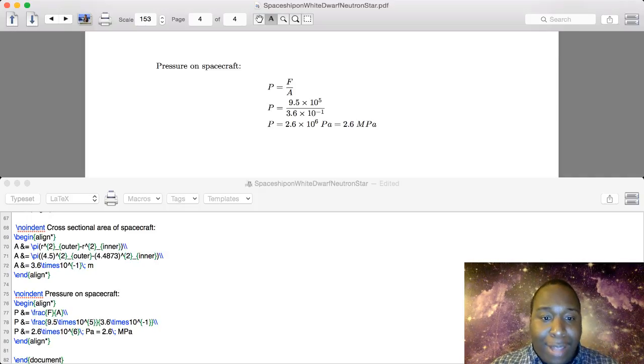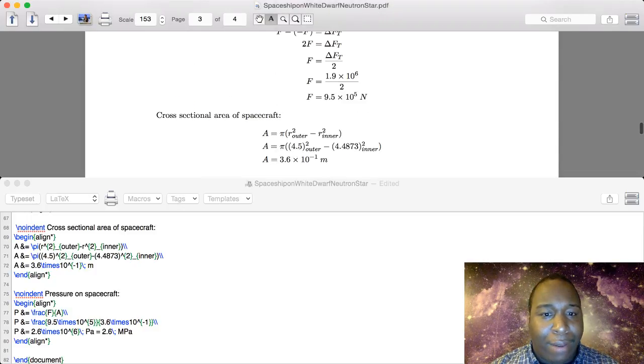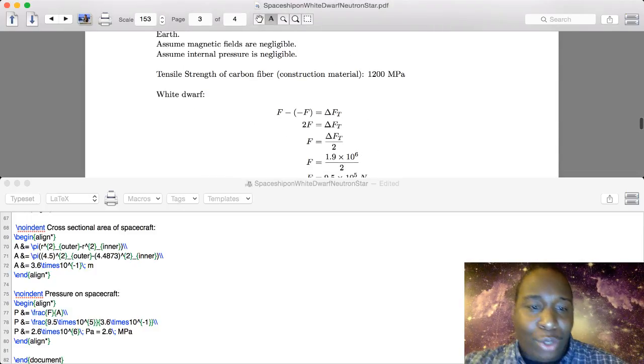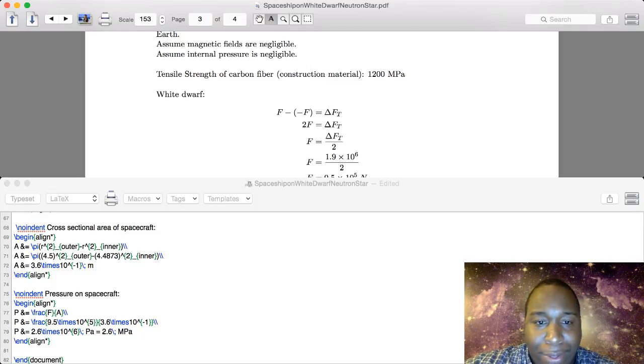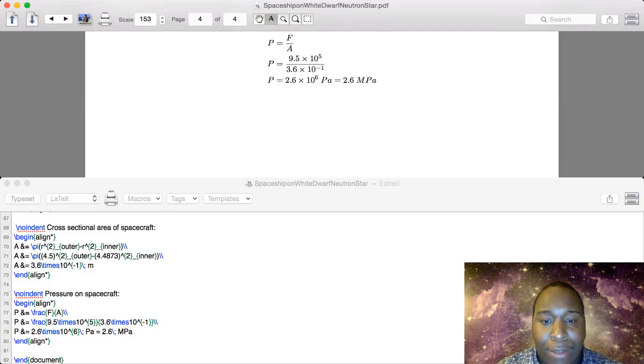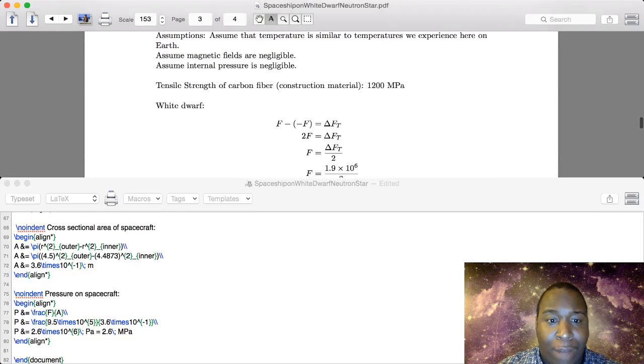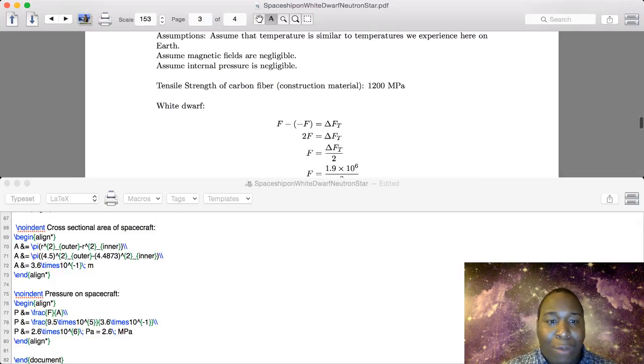All right, so with this, now we can go ahead and make our comparison to what we found earlier online: that the tensile strength of carbon fiber is 1,200 megapascals. And so we'll end up finding that the white dwarf will exert a pressure of 2.6 megapascals, which is much, much less than the tensile strength of the carbon fiber. So we can assume that we'd probably be pretty safe on the surface of a white dwarf, given these calculations. Of course, assuming that all the assumptions and the way in which we approach this is correct.